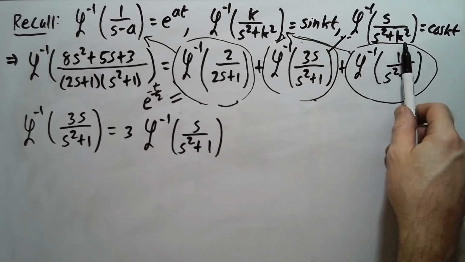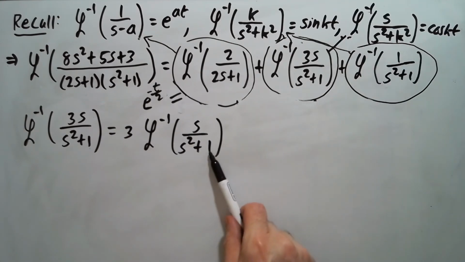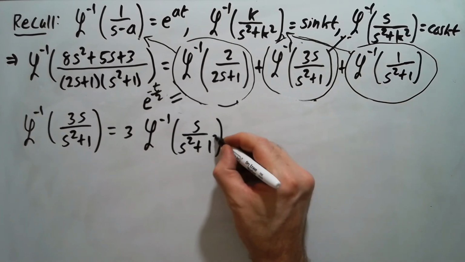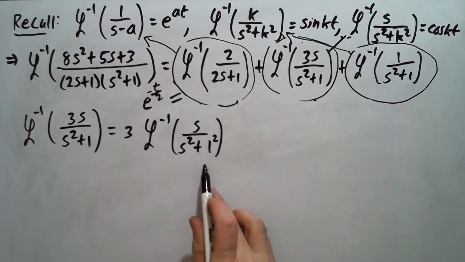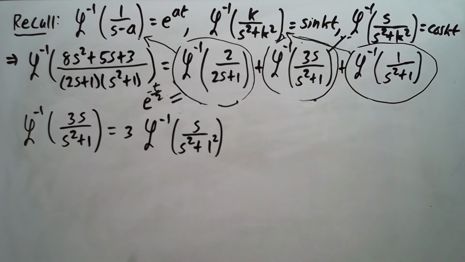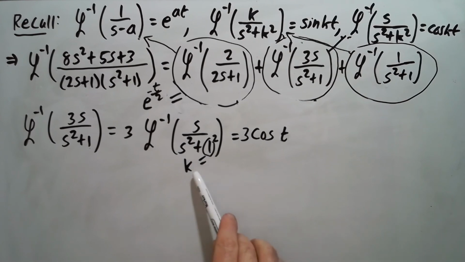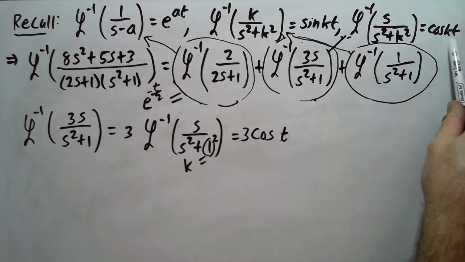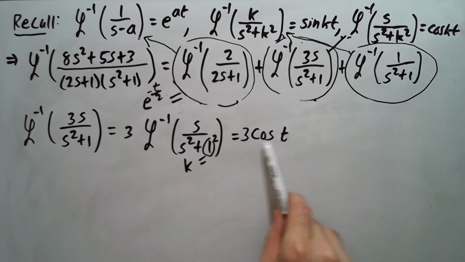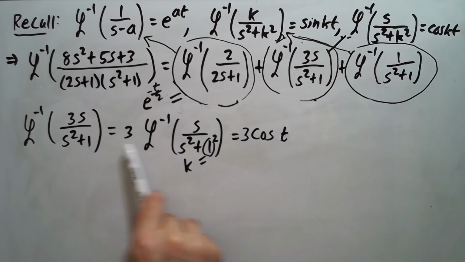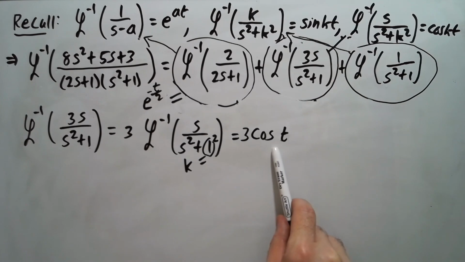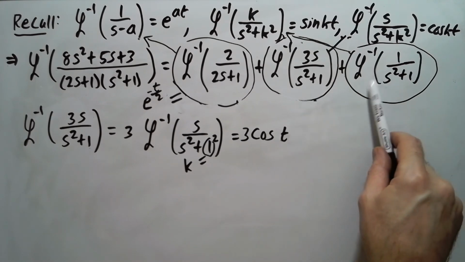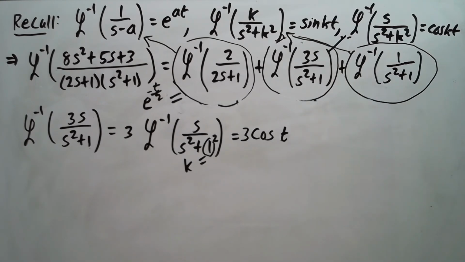Now it's in that form, because you can write 1 as 1 squared. So it looks like k is 1, so let's note that. Our k is 1 here. We just plug into that, it's going to be cosine of kt. K is 1, so it's cosine of t, but we have a 3 in front, so it's 3 cosine of t. Okay, so we've done this one. Let's work on this one next.